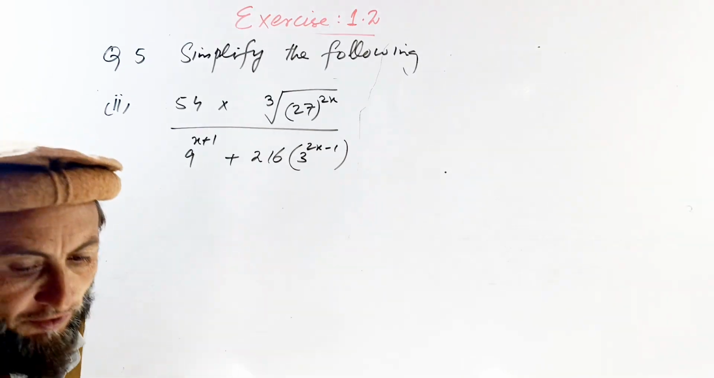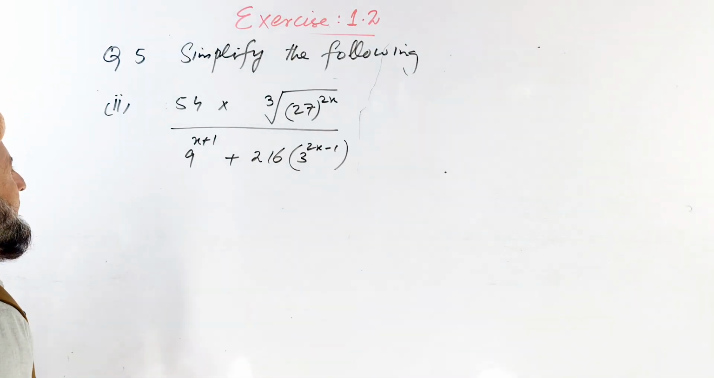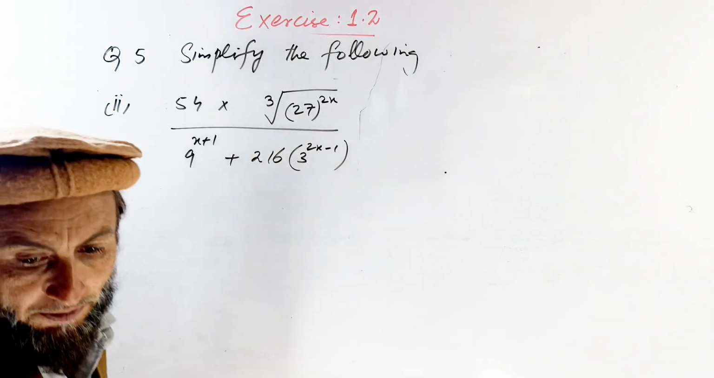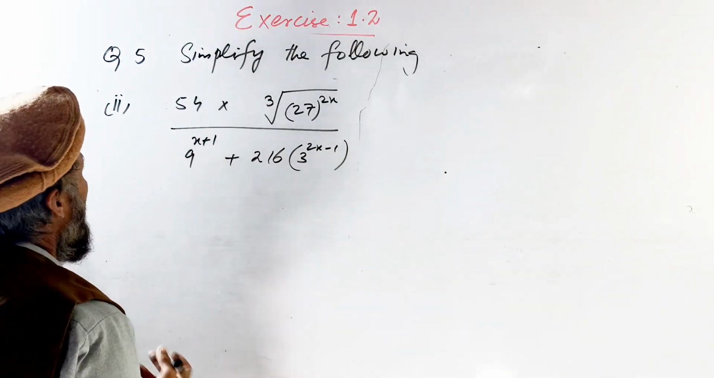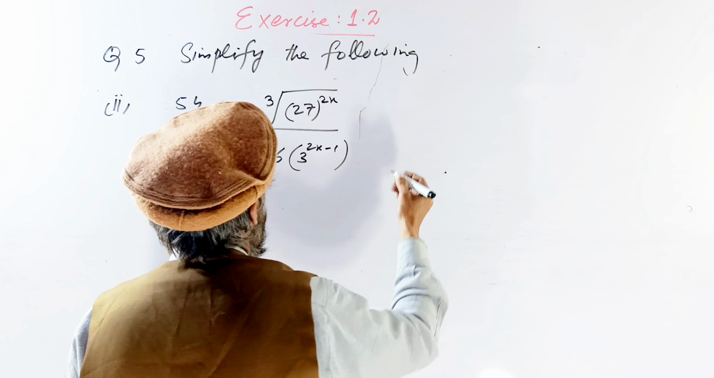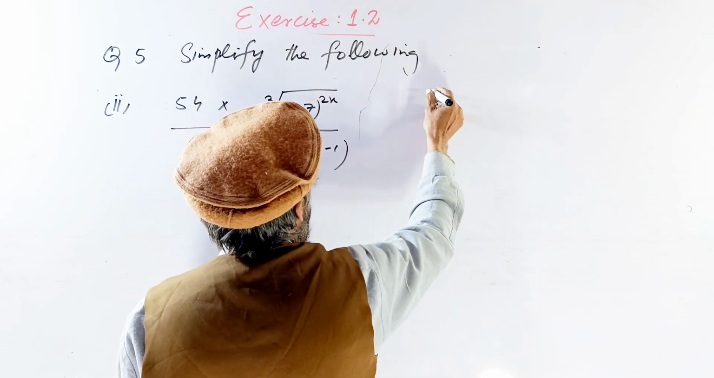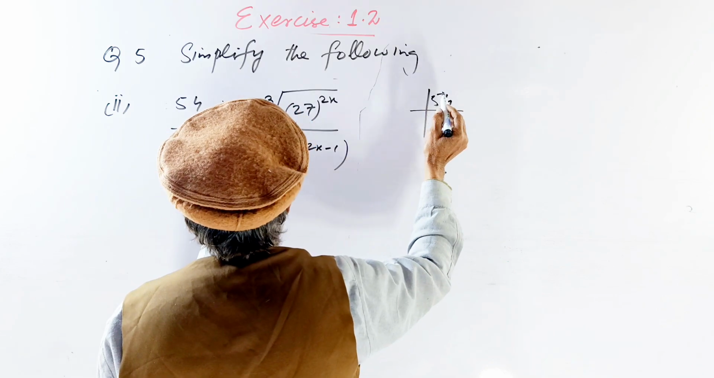Now how can we simplify this? Here the term is multiplied. We can write 54 first in the form of its factors.